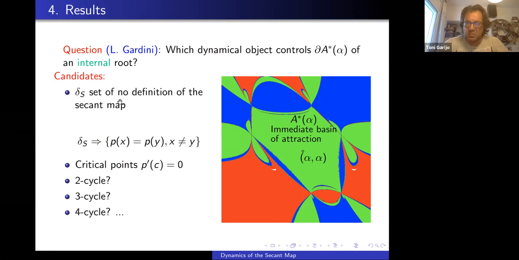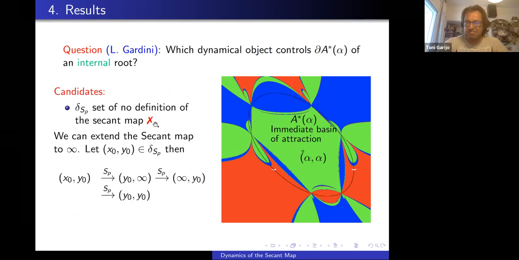And she proposed several objects that in other cases control the boundary of the immediate basin of attraction. The first candidate is the set of no definition of the map. This is this delta S. Remember that this is an ellipse for a degree 3 polynomial. But this is not the right one, because it's possible to extend the secant map to infinity.